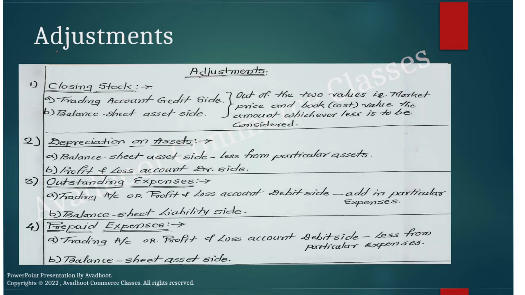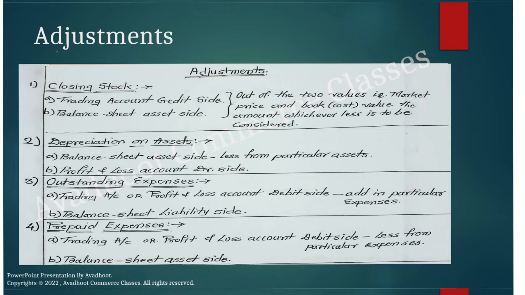Are you with me? This way, you have to know what adjustments there are. I am going to give you 15 to 20 adjustments here. Generally, these adjustments are asked in the examination. Go through them thoroughly. Closing stock. Closing stock means, at the end of the year, what is the stock? Whatever stock remains in the organization is called closing stock, and it is your asset, that is, a current asset.